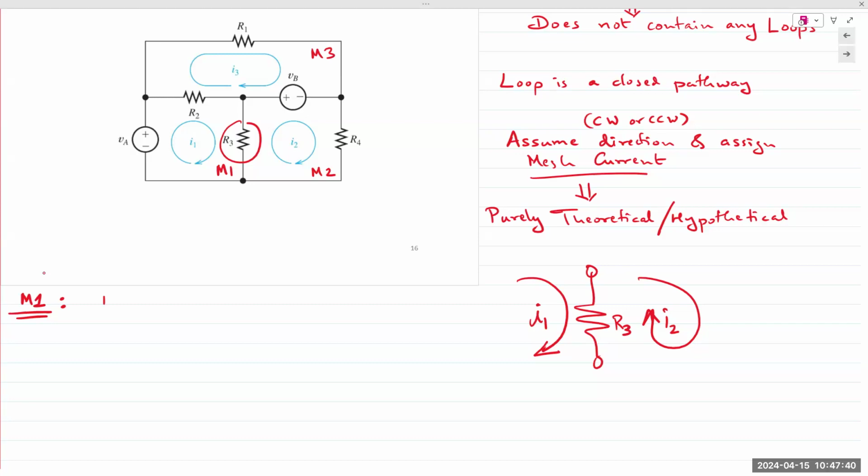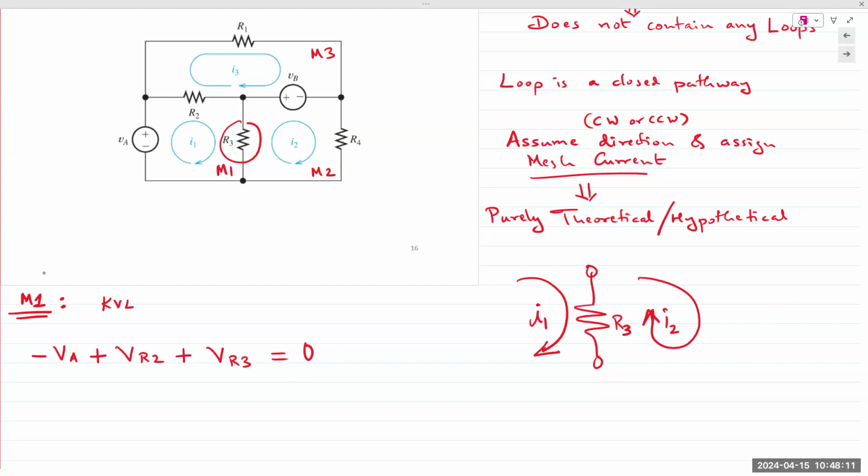So if I apply KVL in mesh 1, I have 3 voltages, VA, VR2, and VR3, which should sum up to 0. Now, the way I apply KVL is I sum up in a clockwise direction, and I apply a minus to VA, plus to VR2, plus to VR3.